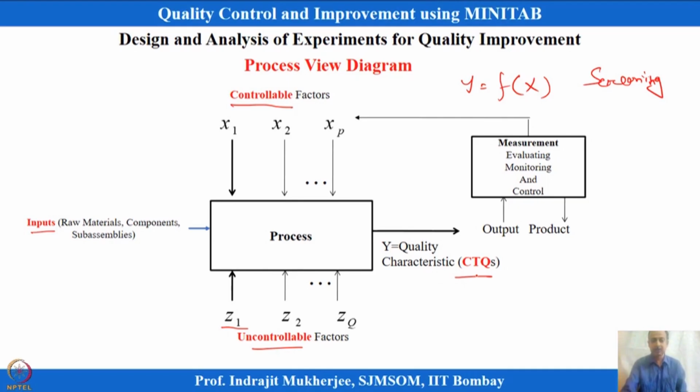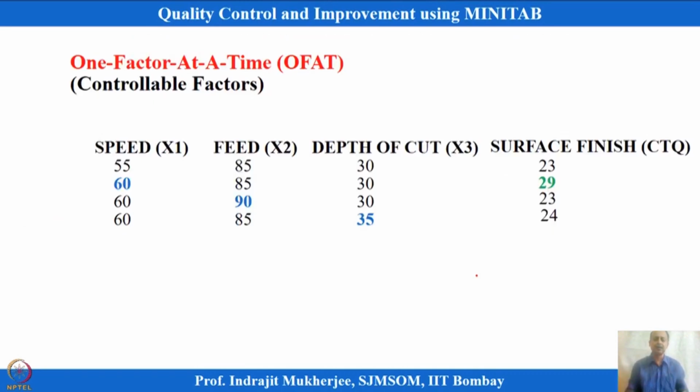What we have to understand is how we experiment with these control factors. There are different ways we can do experimentation. Here you can see some control factors: speed, feed and depth of cut. These are the three factors x1, x2 and x3, and this is the CTQ which is coming out of the process, and we are interested in these CTQs.